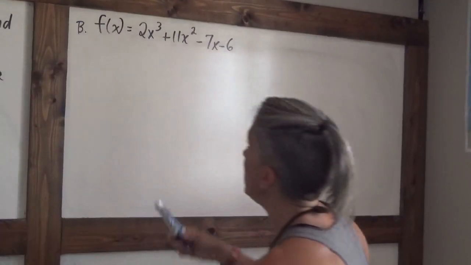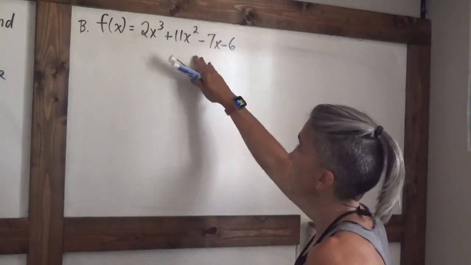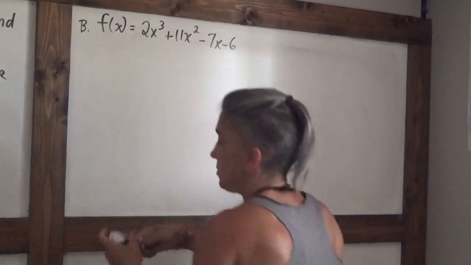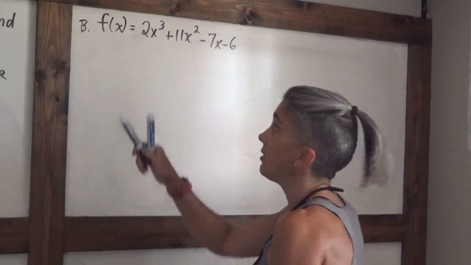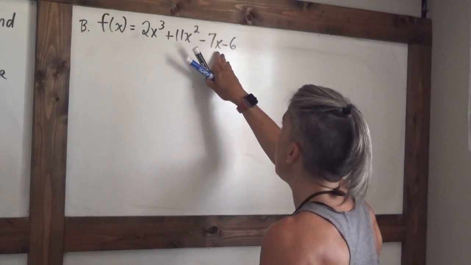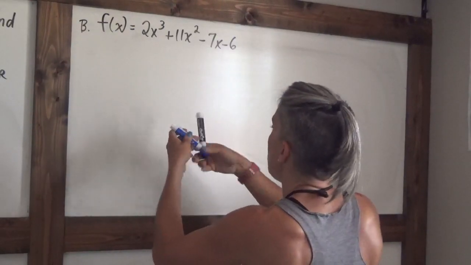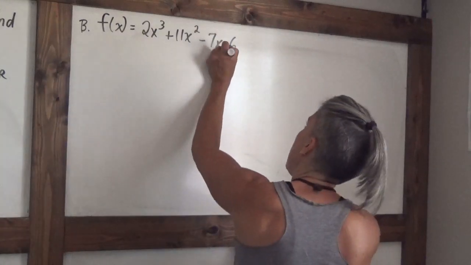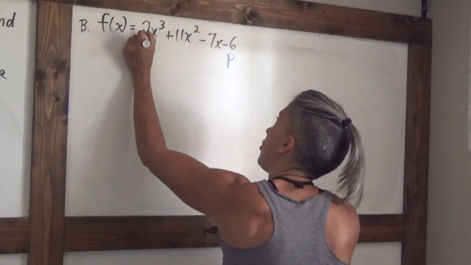Alright, here's this one here. We're going to use the rational root theorem to figure out all the possible zeros, factor it, and graph it. Alright, so it's 2x cubed plus 11x squared minus 7x minus 6. Which one was the p? Which one was the q? Here was our p. Here was our q.